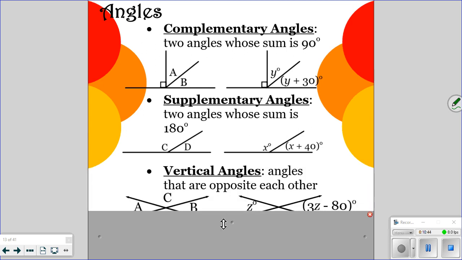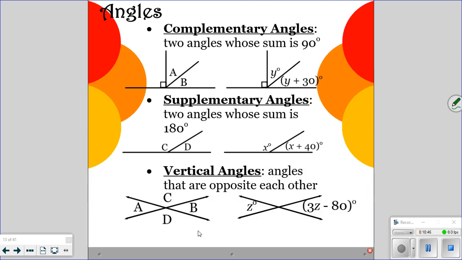You also have vertical angles. Those are angles that are opposite of each other. So A and B are vertical angles and C and D are vertical angles. And vertical angles are always congruent. So that means that z would have to equal 3z minus 80.